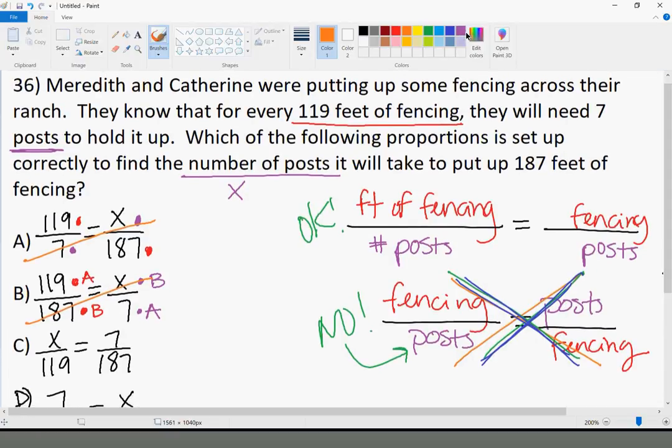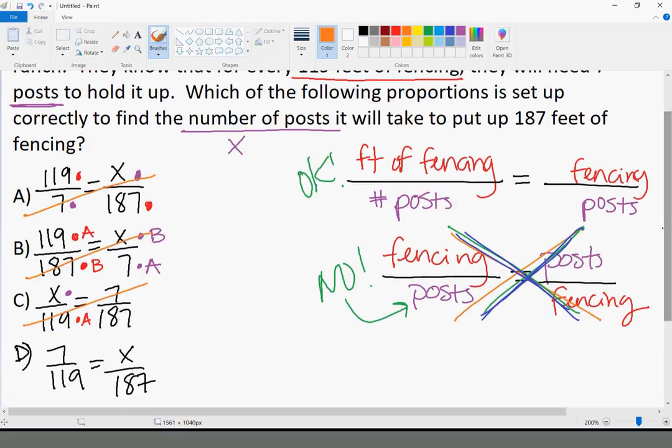So X represents the number of posts, okay, over the number of feet for the other situation. So that's weird. So then 7 represents the number of posts in the other situation. So this is just a no. This would be a no, because that doesn't even make sense. They completely mixed that up.